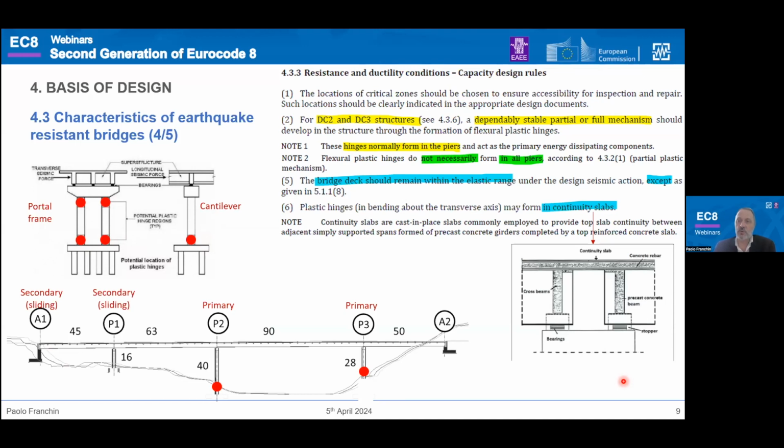The only exception to this rule is when the deck is formed, not the case that I've shown here on the left, but cases of bridges built through precast beams, simply supported, that are then made continuous through a continuity slab. These are usually allowed to form plastic hinges, but take care: they are allowed, but they cannot be relied upon for energy dissipation. They're not a reliable form of energy dissipation, so they should not be considered in this respect.